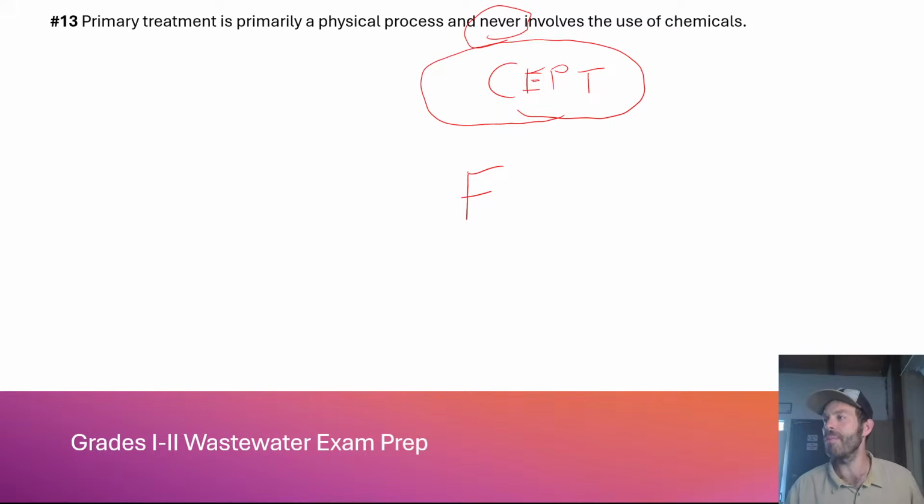Chemically enhanced primary treatment uses chemicals, all right? So it absolutely can use the use of chemicals. Primary treatment is primarily a physical process. So this statement is half true, which means it's 100% false.